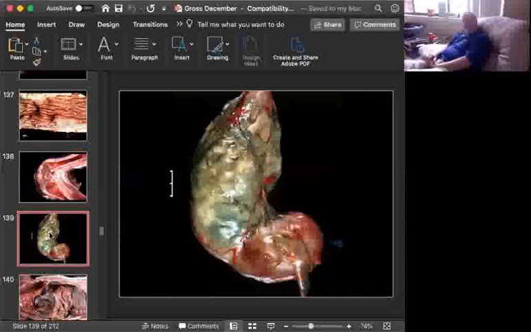Okay, this was tissue from a macaw. Can you give me a morphologic diagnosis and a cause? I guess that's enough. Morphologic diagnosis. Okay, time's up. We are looking at the proventriculus, the glandular stomach, and the ventriculus of this bird.